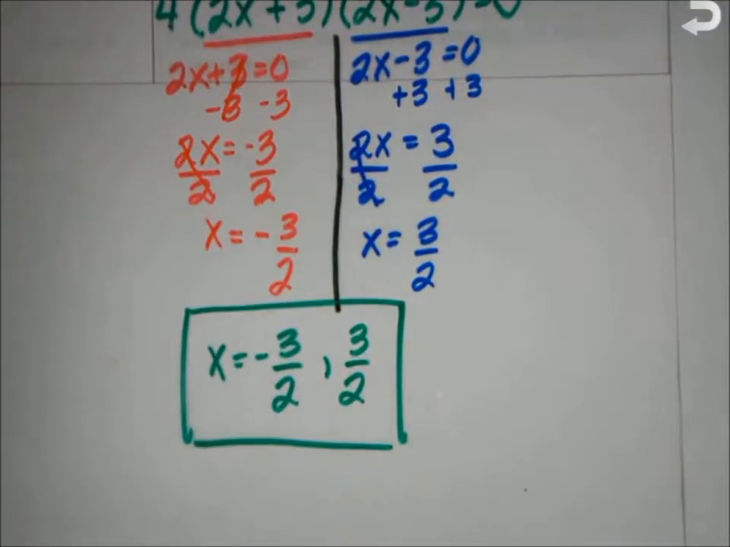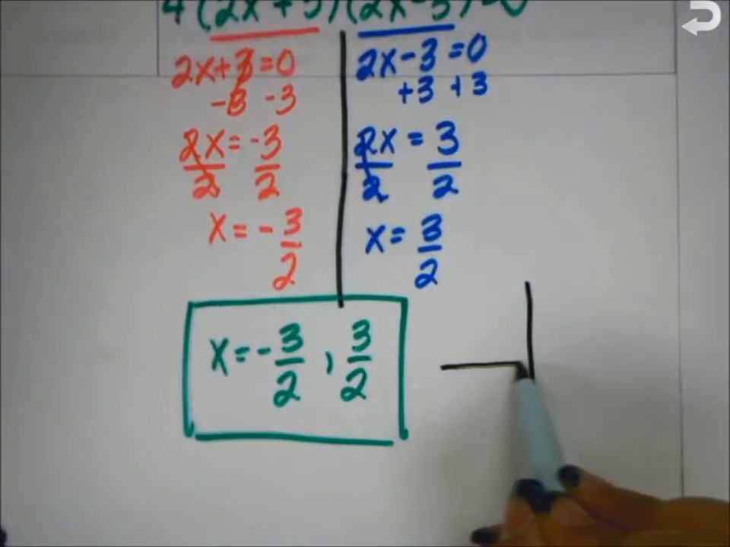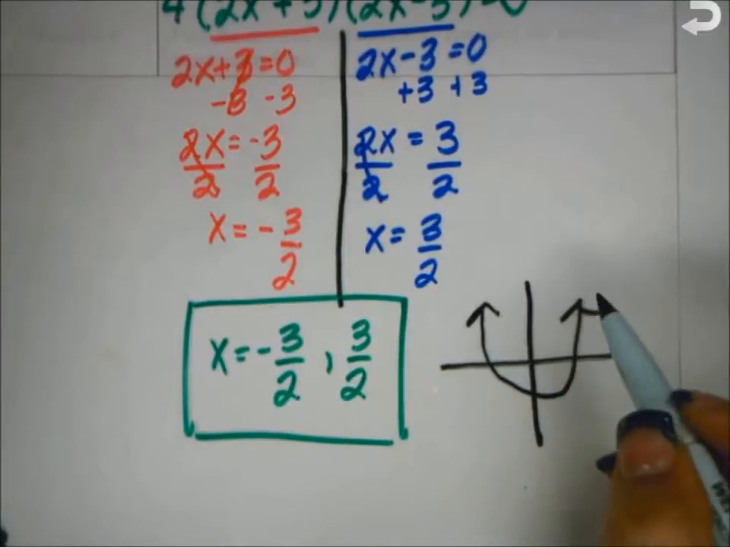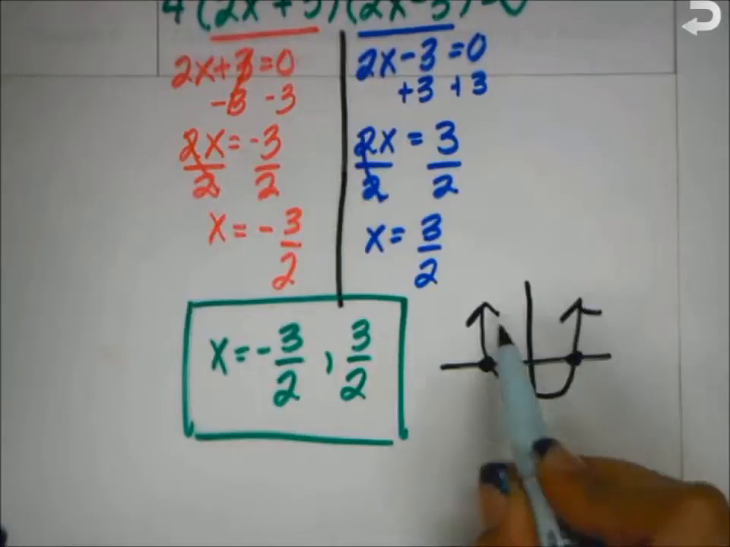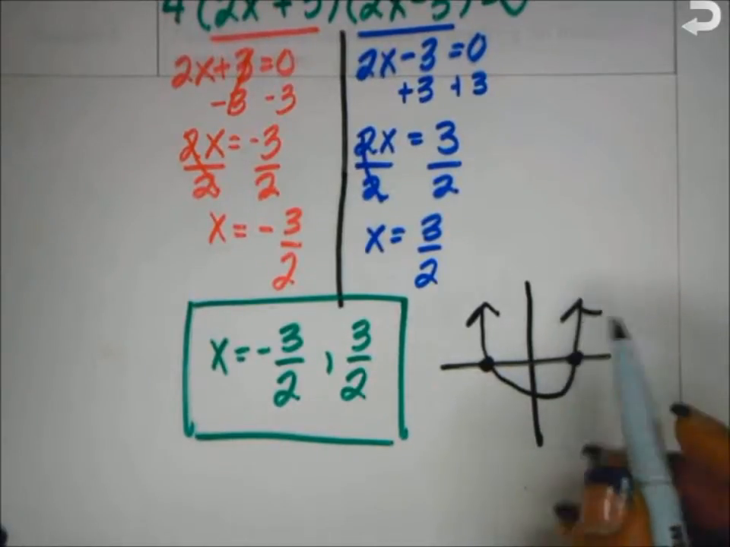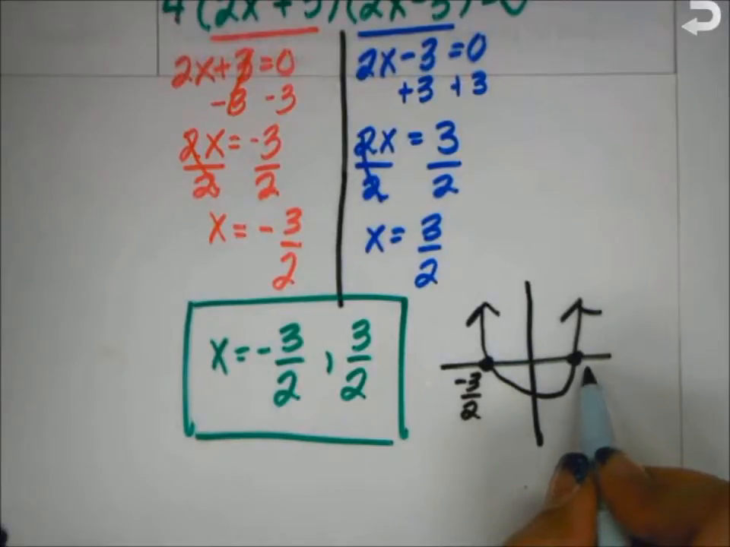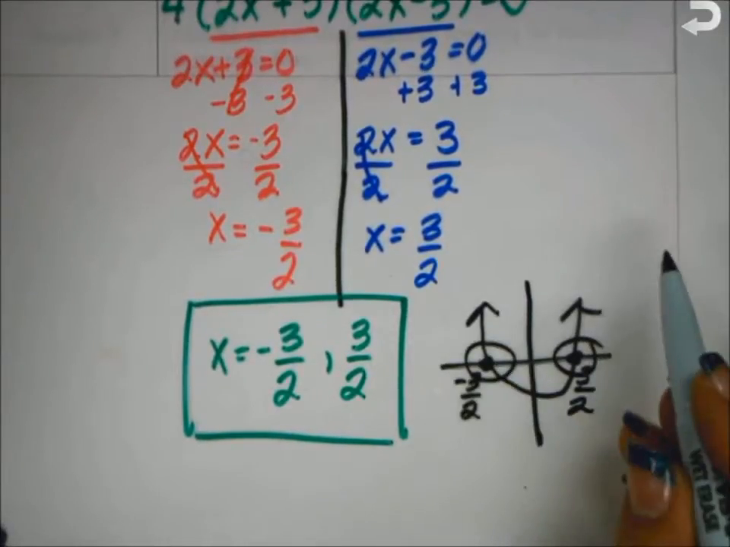This answer is telling me that on the graph for this quadratic equation, and you don't have to draw the graph, we're going to be doing this stuff later, but on the graph it crosses the x-axis at negative 3/2 and at positive 3/2. So that's what we're doing. We're finding the places where the graph crosses the x-axis.